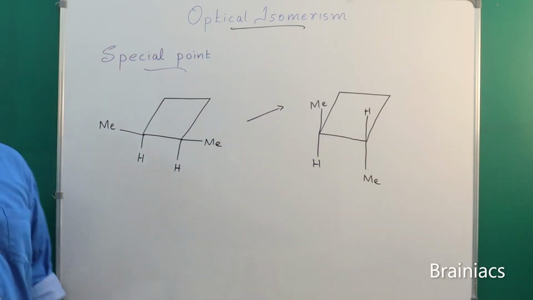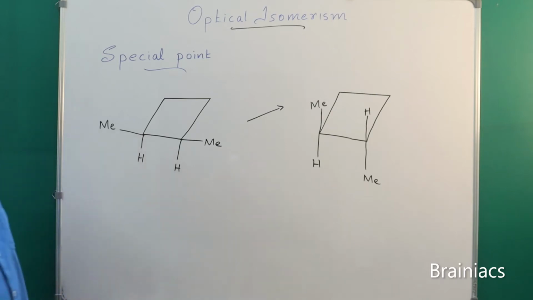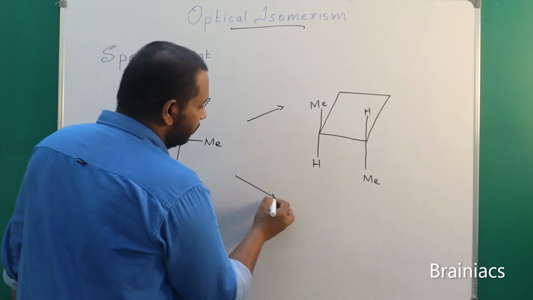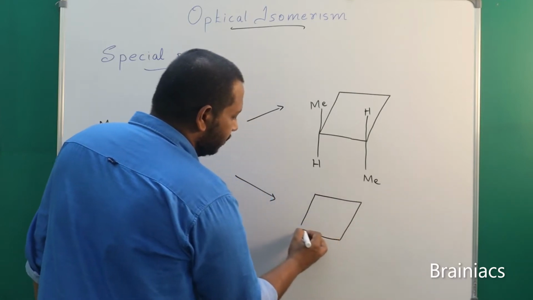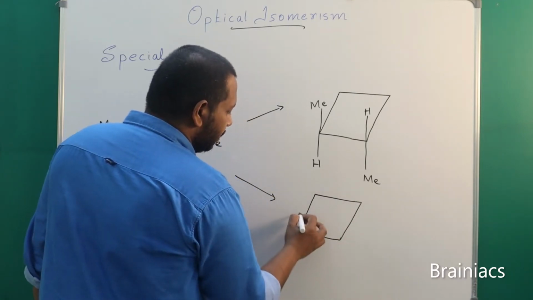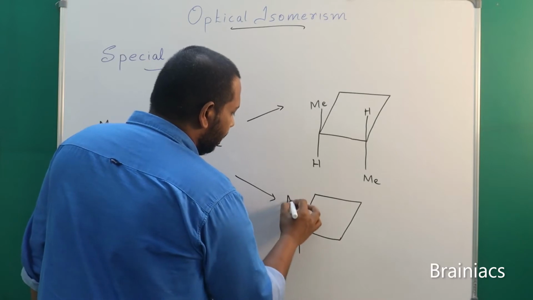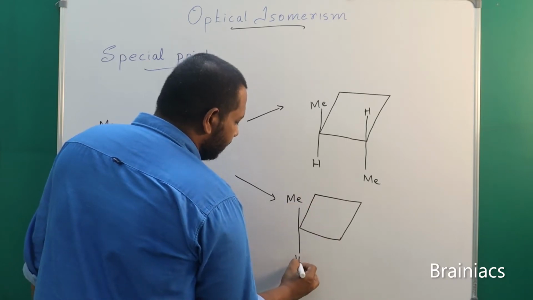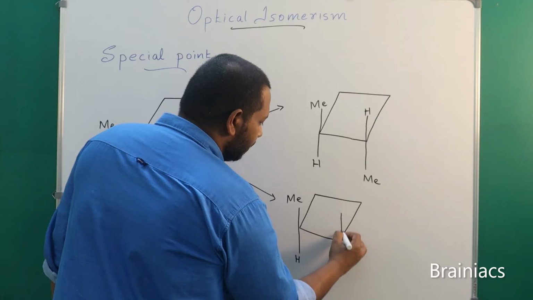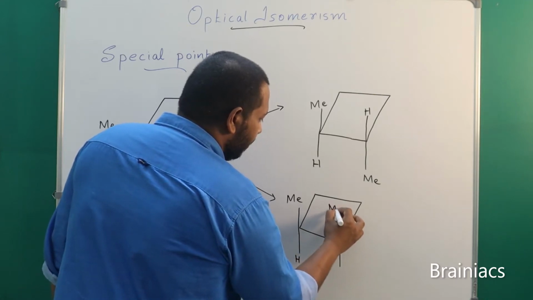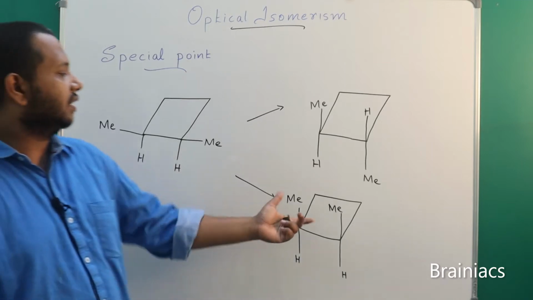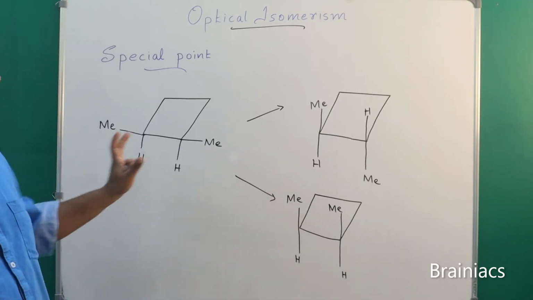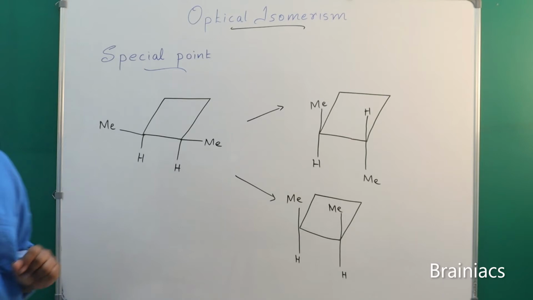Now let's see another representation. In another representation, suppose I am drawing it in this way. You could see here, I have drawn Me with hydrogen, and here I am drawing Me with hydrogen. Now you know that this Me and hydrogen are coming out of the plane. Now you tell me which of these two is optically active.